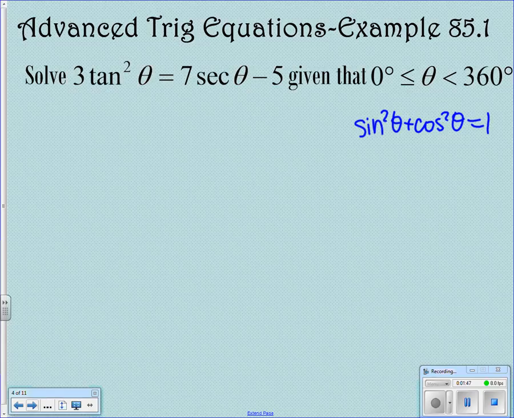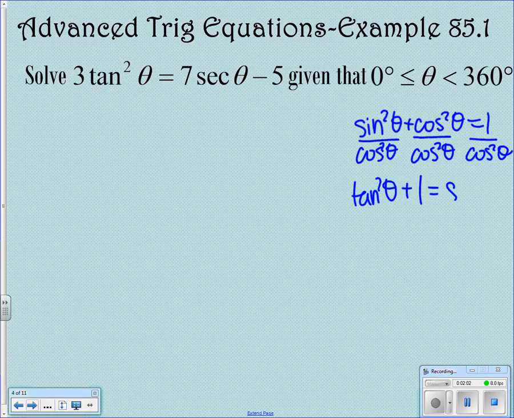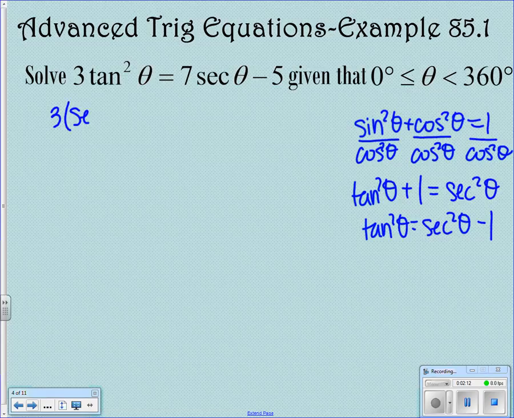Now, some of you may know the one that deals with tangent squared and secant. That's going to be the one that you divide by cosine squared. And so sine squared over cosine squared is tangent squared plus 1 equals secant squared. So tangent squared of theta is secant squared minus 1. And so instead of tangent, we're going to replace it with secant squared theta minus 1.